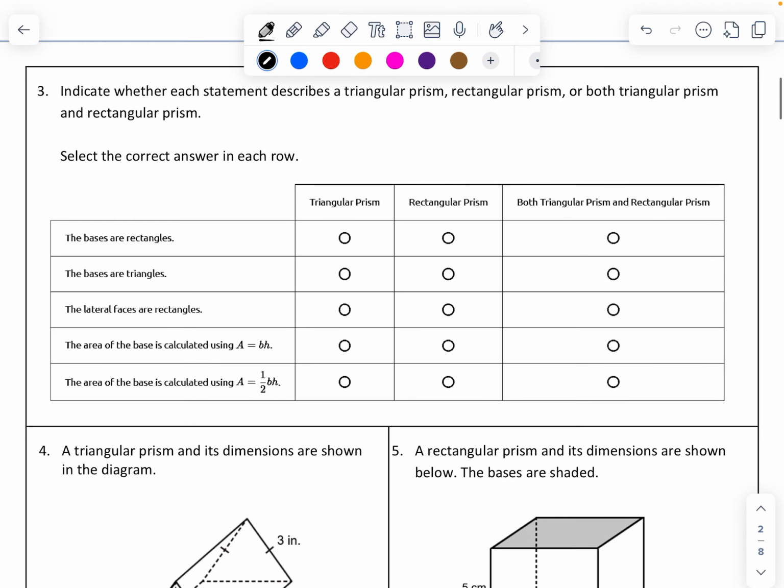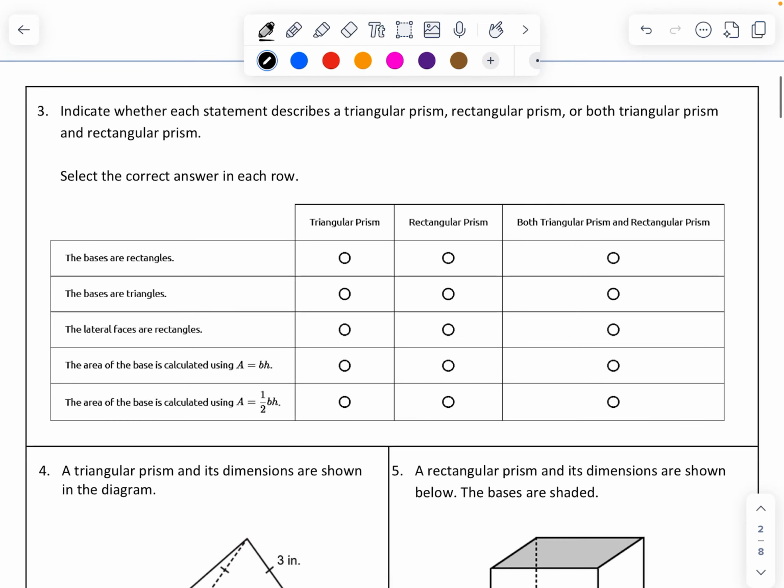Okay? Remember, if I'm moving too fast, you can pause it and you can write the answer down and then start it again. Number 3 has the chart that we actually looked at on the review. It was a question on the review, and I told you it would be on the test. And it's wanting to know if the following are triangular prism, rectangular prism, or both.